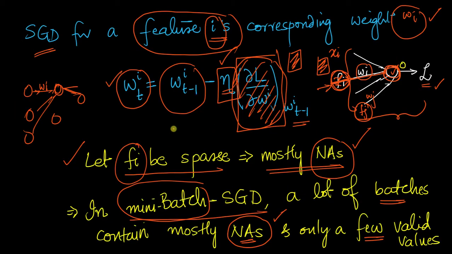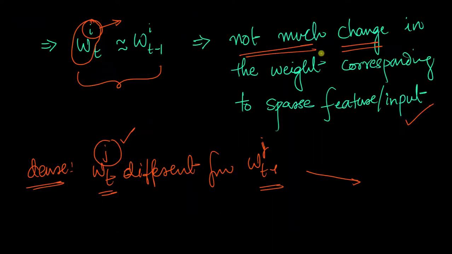This is the problem with standard SGD. If you have a sparse feature, what do I mean by a sparse feature? Sparse feature basically means I have an input corresponding to which there is a weight associated. If this input or feature is sparse, which means it's mostly NaNs, which we can also represent using zeros, then this weight would not move much as compared to a dense feature. If it's not moving much, we are not converging to anything. We are just stuck there, right?